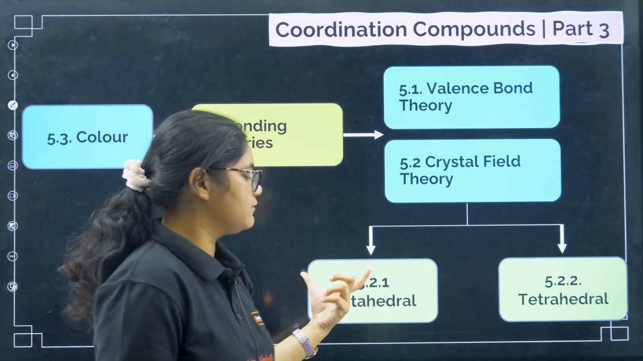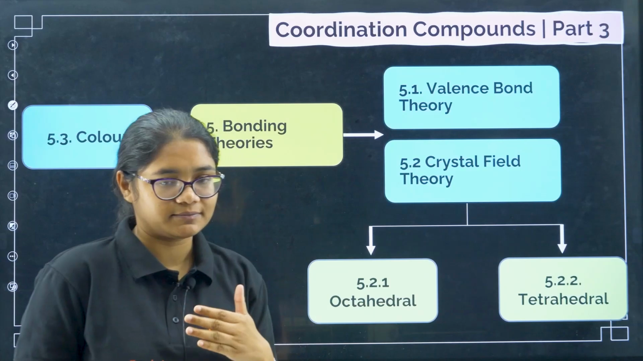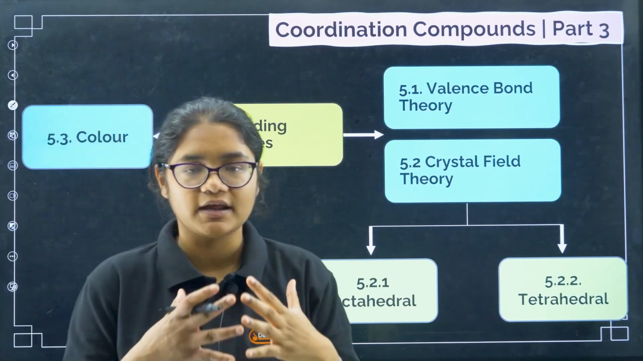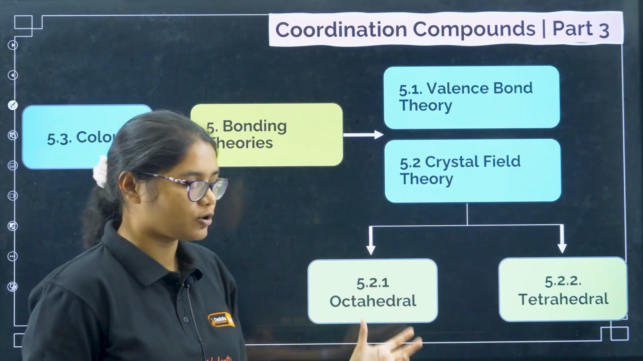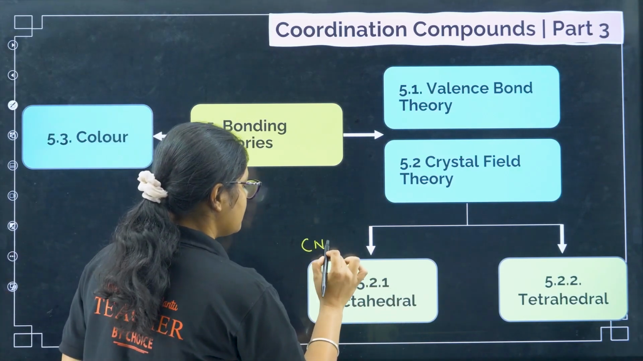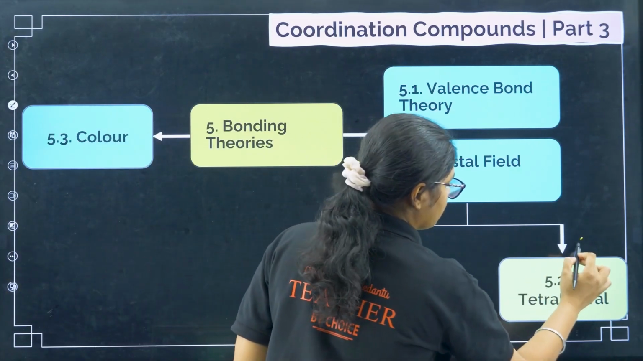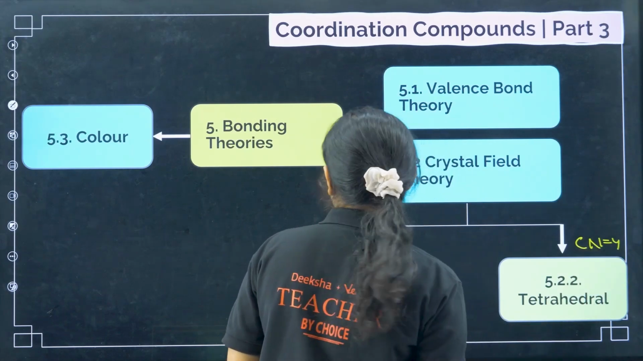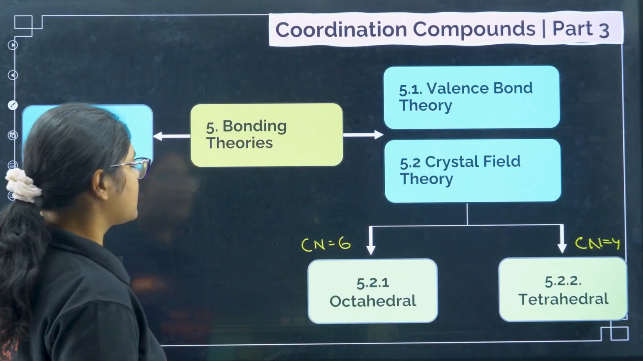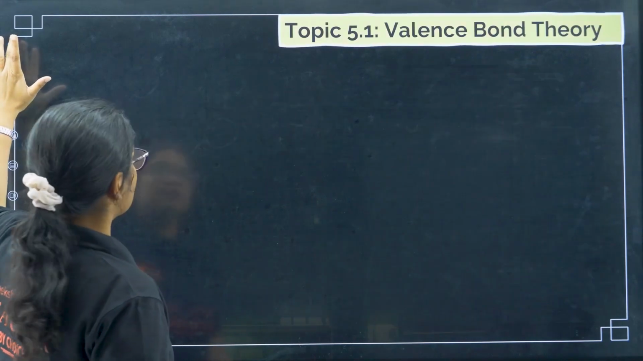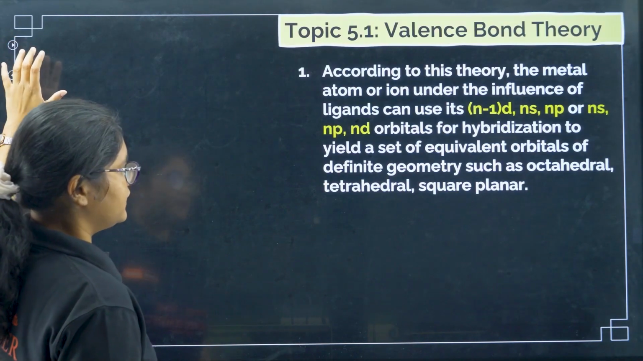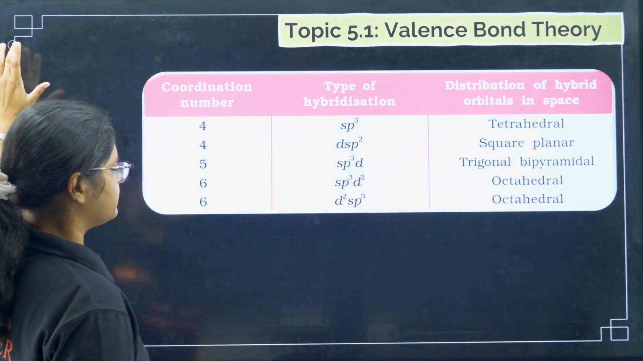Under crystal field theory, we will discuss octahedral. I told you coordination number 6 and 4 are the major ones. So how does the crystal field theory work for coordination number 6? Octahedral means coordination number 6 and tetrahedral means coordination number 4. Okay, and then we will also talk about the color of the coordination compounds. So first coming to valence bond theory, we don't have to go this much in detail.